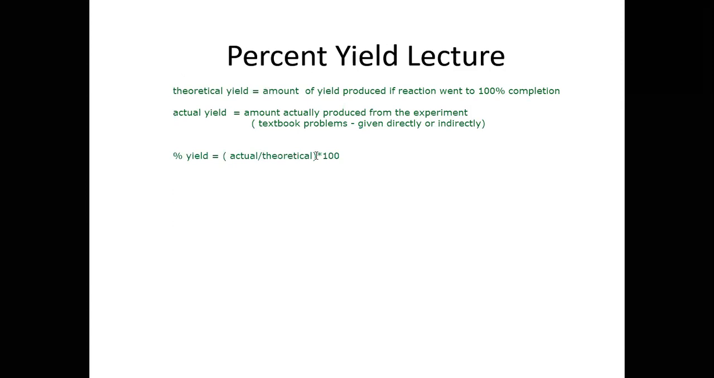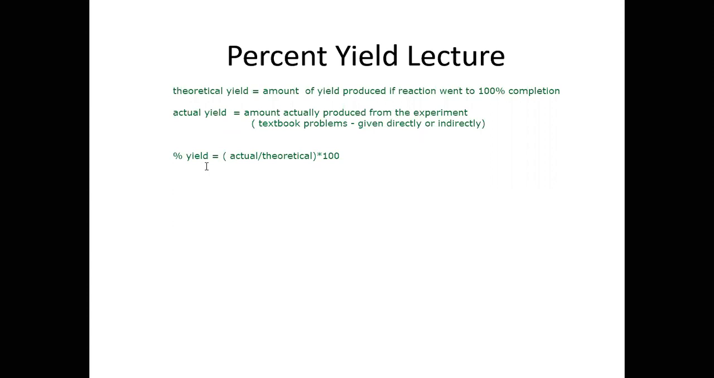So if your theoretical yield is 50 grams and you produce 60 grams of product, something is wrong, either with your calculation or you've introduced an impurity in your experiment. So your percent yield should never be over 100. That's a bad sign if it's over 100.